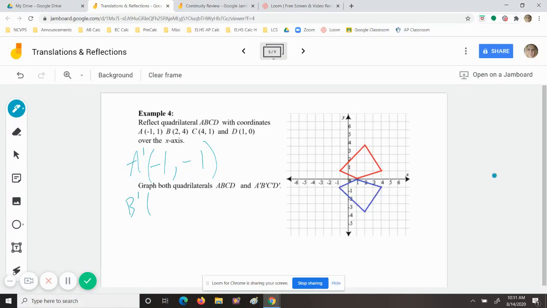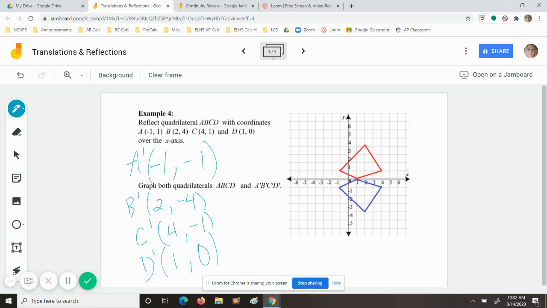B, we want to keep the x as it is, and we want to negate the y, so now it becomes negative 4. C, we want to keep the x as a 4, just as it was, negate the y coordinate, becomes a negative 1. And then last one, D, keep the x as it is, a 1, and then we want to negate the y coordinate, but it's already 0, which isn't positive or negative, so it's going to stay 0. Notice that point 1, 0, it's already on the x-axis. So if we try to flip, we're just going to end up still in that same point on the x-axis.